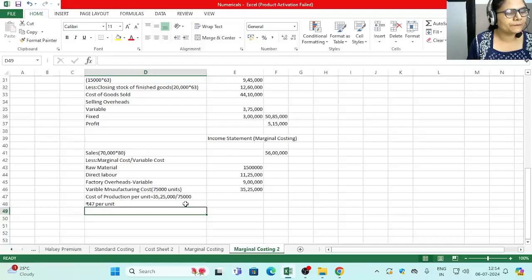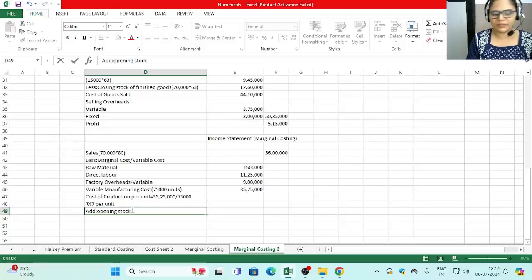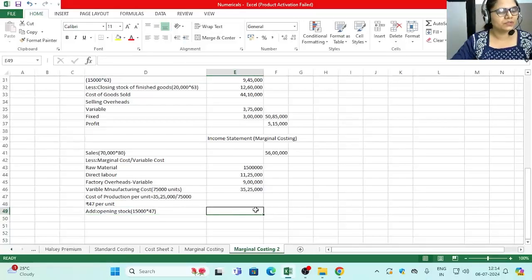Next is, we will do the same thing as we have done under absorption costing. We will add opening stock. Opening stock is 15,000 multiplied by 47. It will give you 7 lakh 5,000 value.